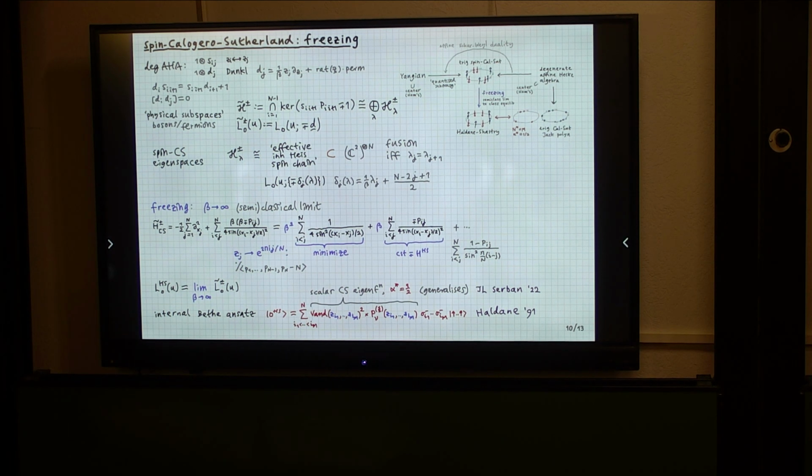Okay, so this gives a different eigenbasis for the Haldane-Shastry spin chain, which are still eigenvectors of the spin chain, but now they're a little bit different than what one might normally do, because we used Bethe ansatz inside each eigenspace to construct these vectors. So I think it's kind of a cute story.